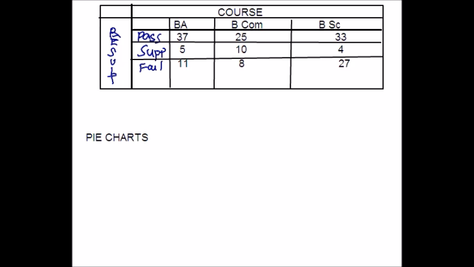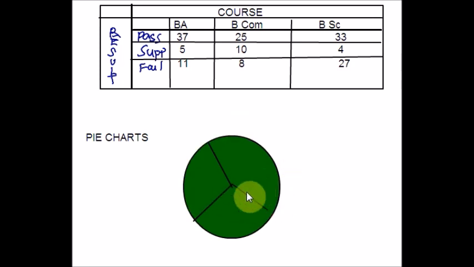And there are merits and limitations for pie charts. The pie chart follows the principle that the angle of each of its sectors should be proportional to the frequency of the class that it represents. First, let me tell you about the merits. Before that, I'll draw you an example pie chart. This is just an example. Let me tell you about the merits of pie charts.